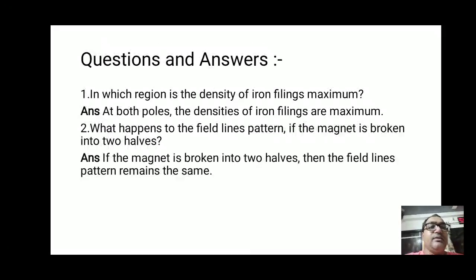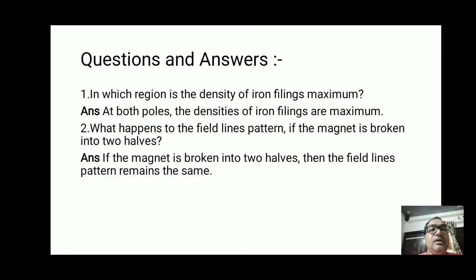Now certain questions are there based on this activity. Let's take these questions and answers. The first question is: in which region is the density of the iron filings maximum? After some time we will do this activity in our class, and I will show you all the activities given in this particular lesson. We have to perform all the experiments in our lab. The answer to this question is that at both the poles the density of iron filings is maximum.